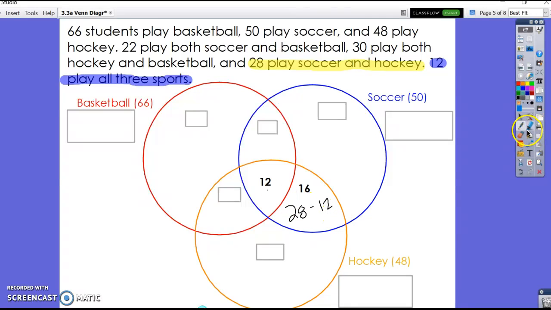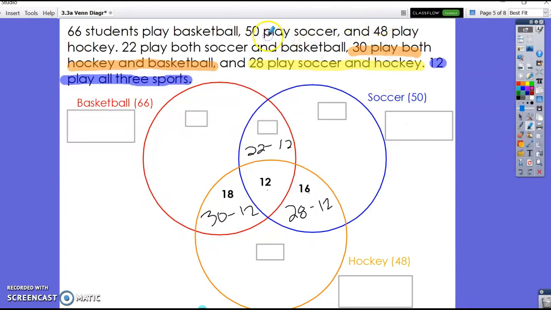Let's try another one. The problem also says that 30 people play, right? Here we go, 30 people play hockey and basketball. So if we're looking at the orange hockey circle and where it overlaps with the red basketball circle, we want everything in this area to add up to be 30. Well, we already accounted for 12, so 30 minus 12 tells us that 18 people.